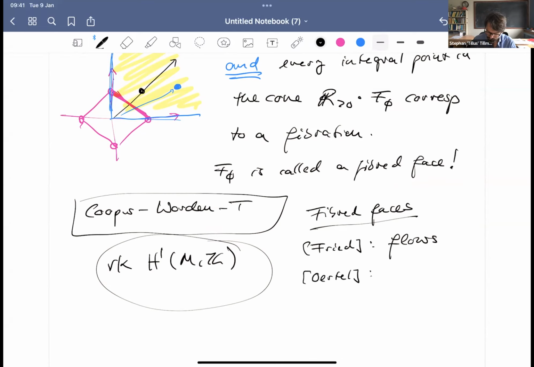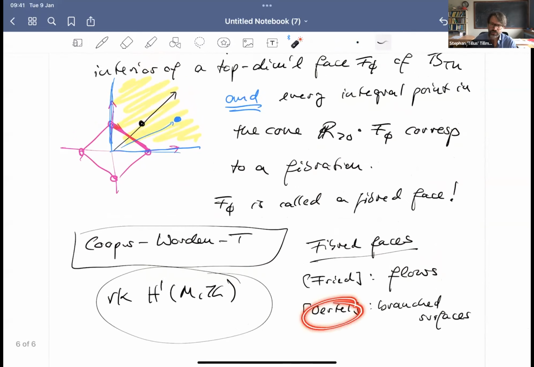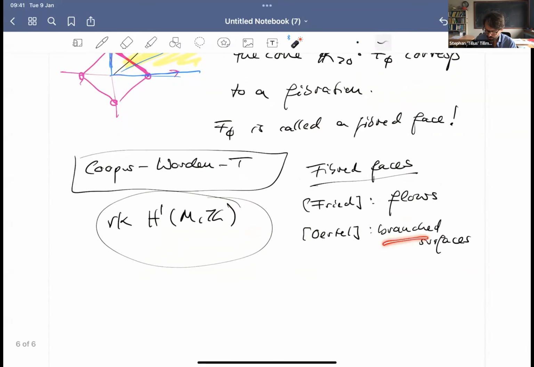Then Agol can understand them using branched surfaces. So he shows that for every fibered face, you get infinitely many surfaces, but there's actually one branch surface that carries the whole fibered face. And here it's known that for non-fibered faces, sometimes one is not enough. So there are examples where you need more than one branch surface to carry a non-fibered face.